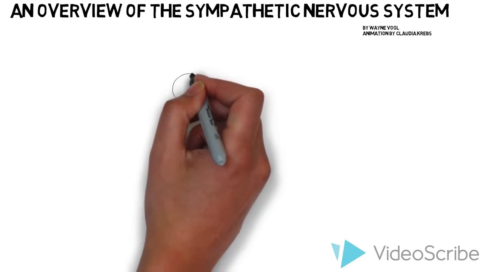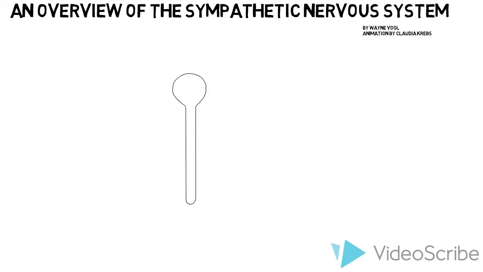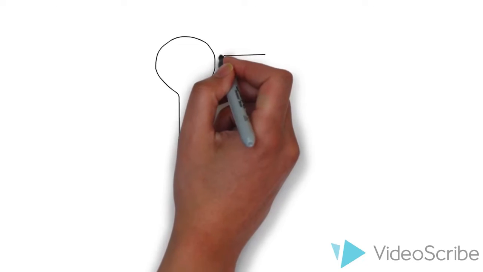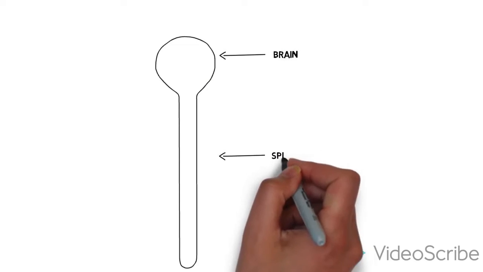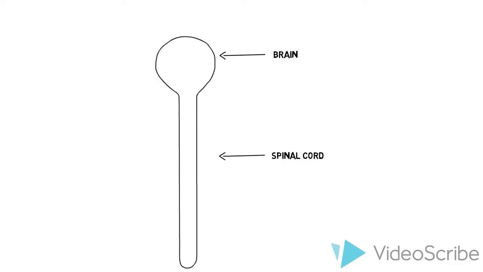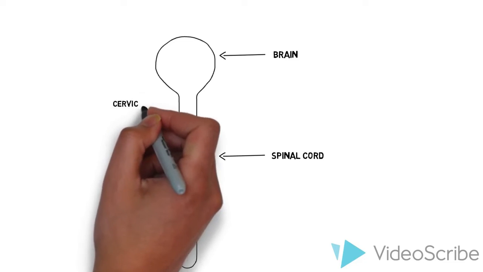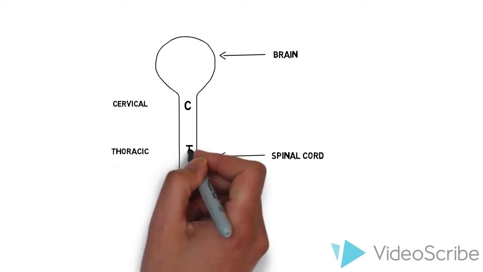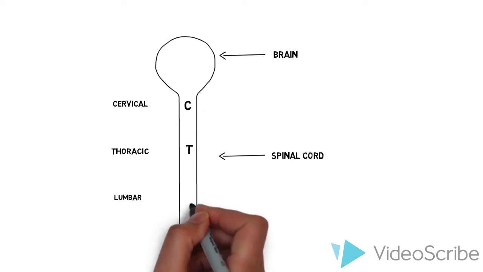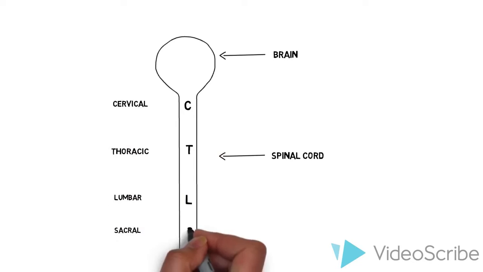This is a simple sketch of the central nervous system looking from the back. The central nervous system consists of the brain and the spinal cord. The spinal cord is divided into 5 regions that reflect where peripheral nerves enter and leave the vertebral canal. These are the cervical region or neck, the thoracic region, the lumbar region, the sacral region, and the coccygeal region.